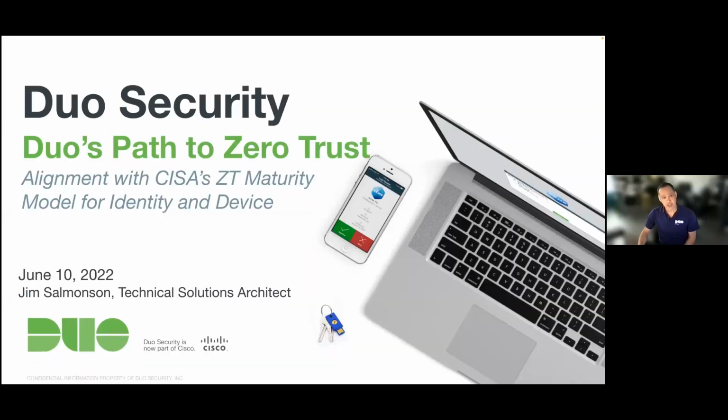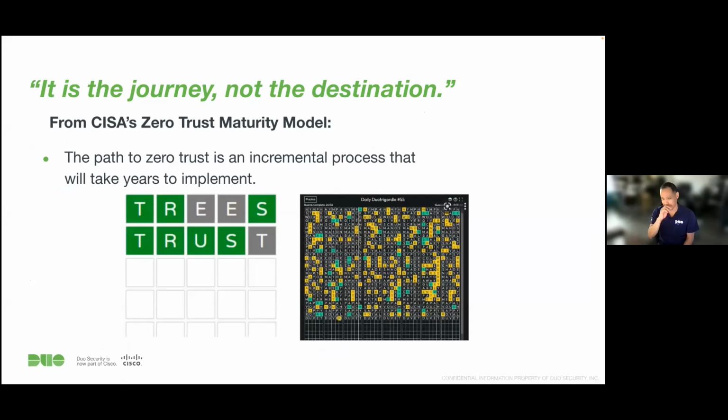Good morning, everyone, as we approach the afternoon on the East Coast. My name is Jim Salmonson. I'm a technical solutions architect with Duo. I'm just going to give you a brief overview on how we align to the Zero Trust Maturity Model for identity and device. I'm going to jump right in and try to give you as quick an overview as I can.